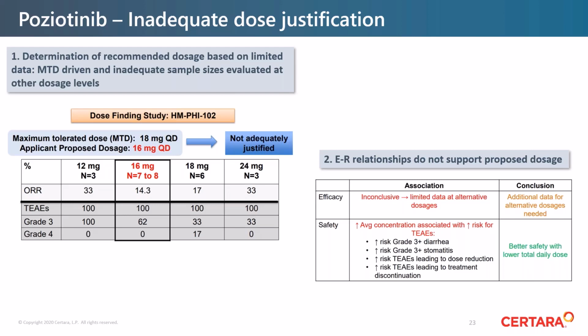And the exposure-safety relationship showed that treatment emergent adverse events were correlated with an increased average concentration. So for Poziotinib, if you push the dose, if you increase the dose, it will translate into a higher average concentration and thus a higher risk of treatment emergent adverse events.